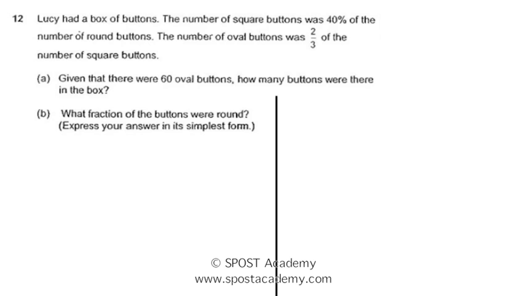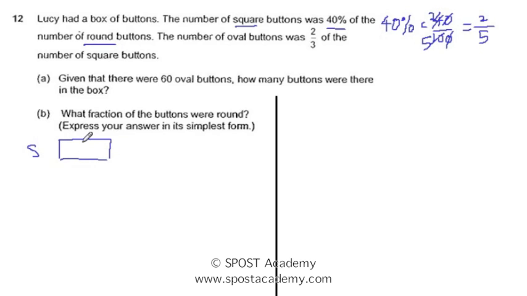So according to the second sentence, it says that the number of square buttons was 40% of the number of round buttons. So first we have to change the 40% into a fraction. So 40% is equal to 40 over 100, and if you divide by 2, divide by 2, we get 2 over 5. Which means that if I were to draw the model, the square would have a total of 2 units, while the round would have 5 units.